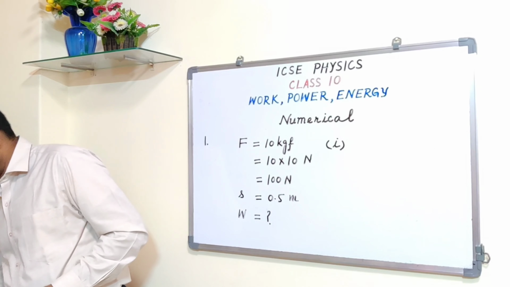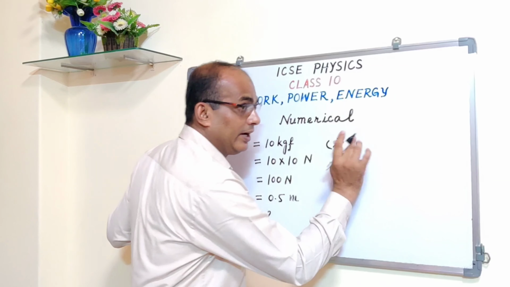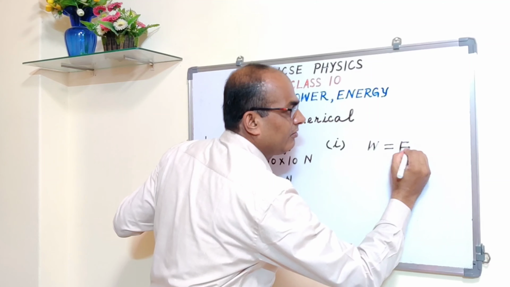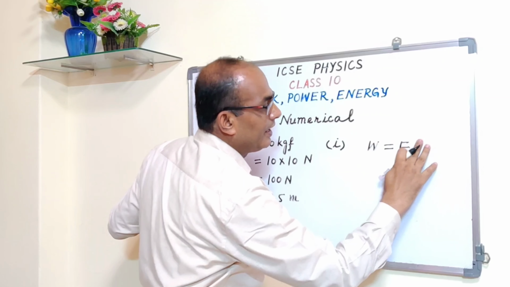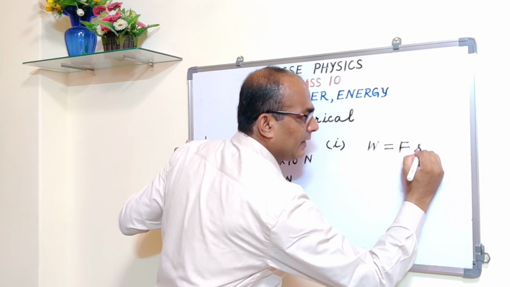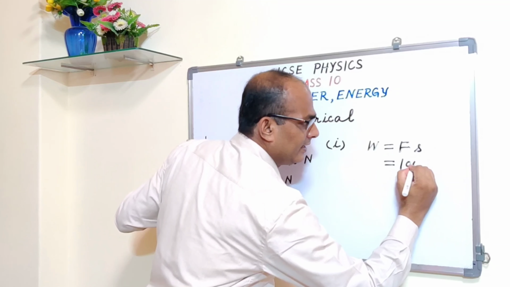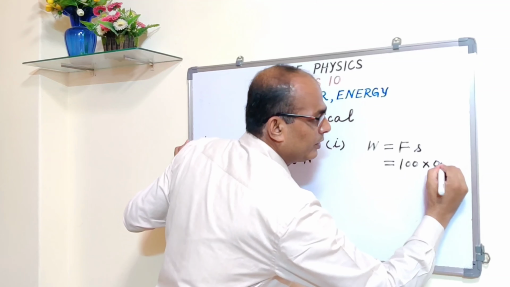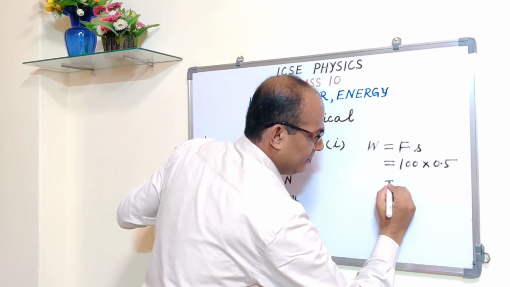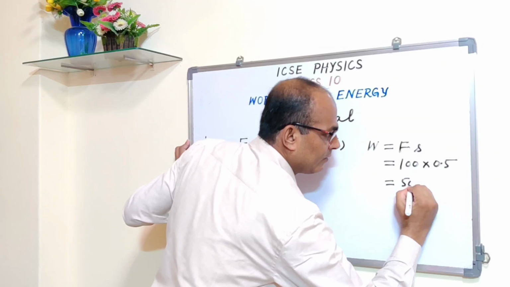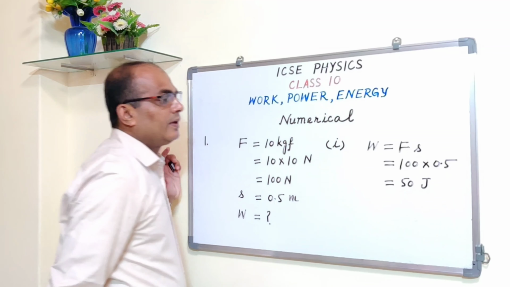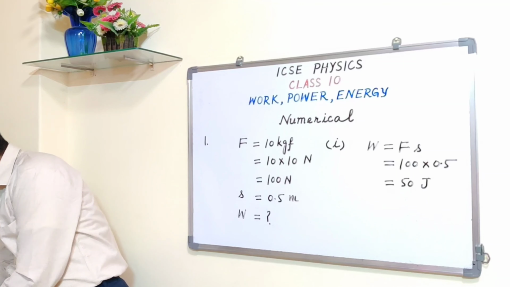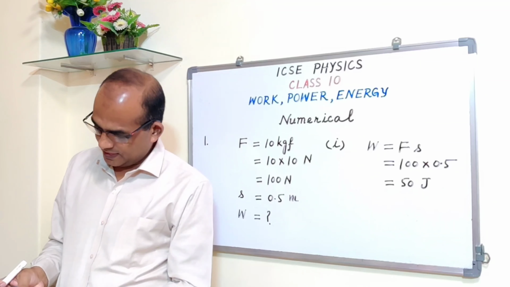Fine. Now first case. W is equal to Fs. We know that W is equal to Fs, or Fd, anything. F is given 100, write 100, and S is given 0.5. And that gives you how much? 50 joule. Simple multiplication. So what's the answer? The answer is 50 joule, right?